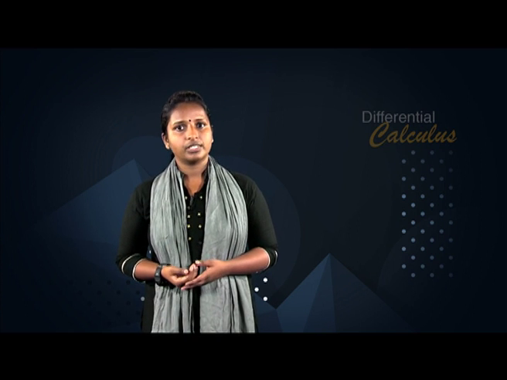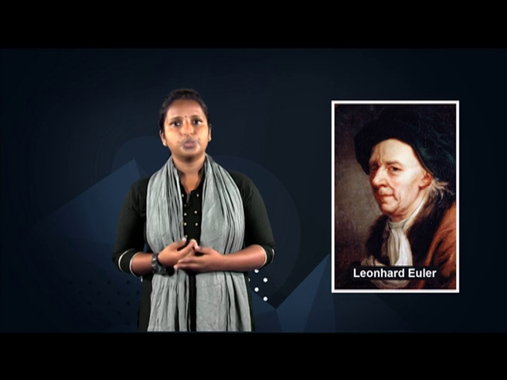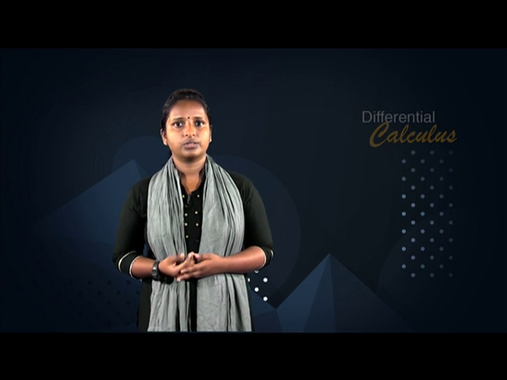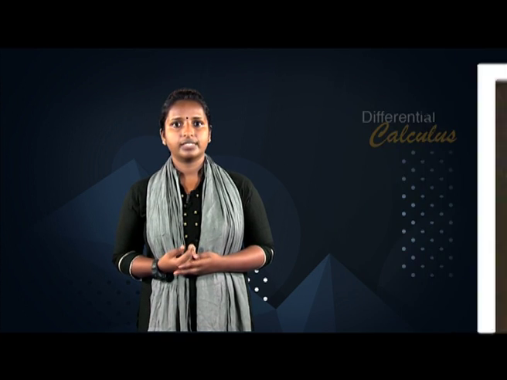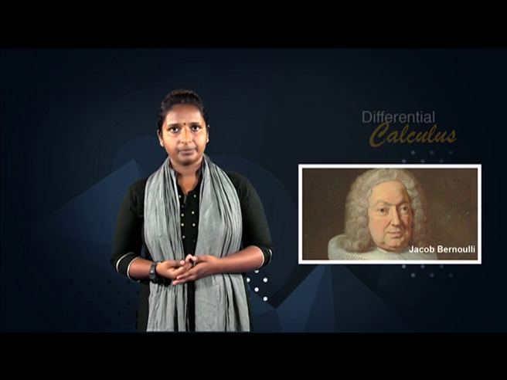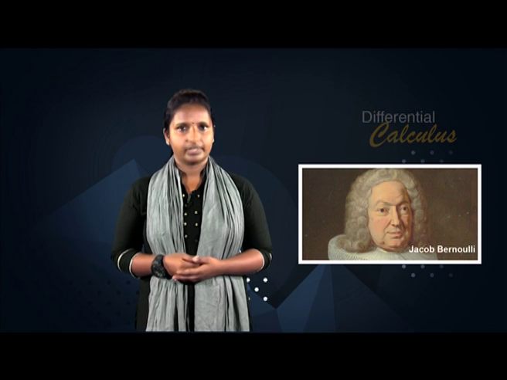The letter e was chosen to honor the Swiss mathematician Leonhard Euler, who calculated its value up to 23 decimal places. The number e is the base of the natural logarithm. Hence, it is also known as Napier's constant in honor of Scottish mathematician John Napier, who invented logarithm. The constant was discovered by the Swiss mathematician Jacob Bernoulli while studying compound interest.